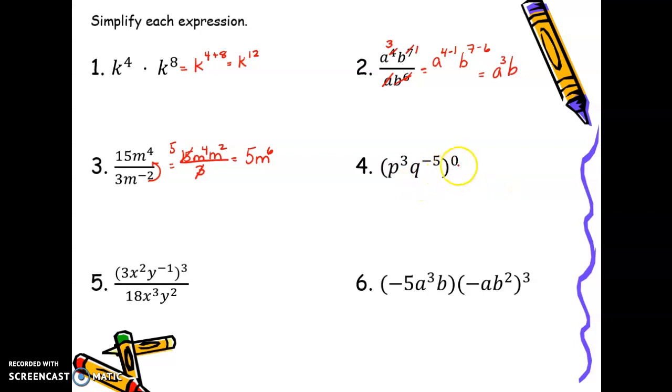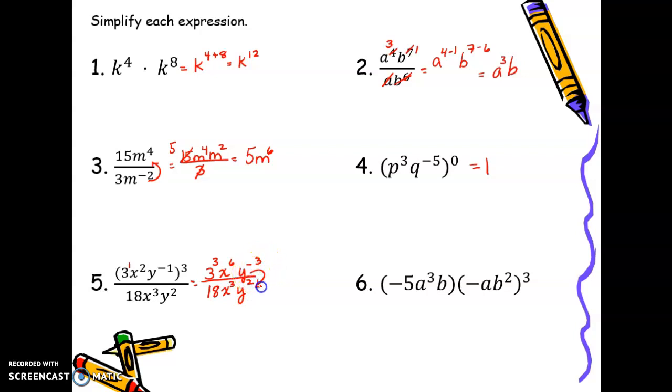Now this one right here is testing you to remember everything. You've got to the 0th is 1. Okay, here is our power. Everything in here gets multiplied by that 3. So you have 3 cubed, because that's 3 to the 1. 1 times 3 would be 3. 2 times 3 would be 6. Negative 1 times 3 would be negative 3. Over 18 x cubed y squared.